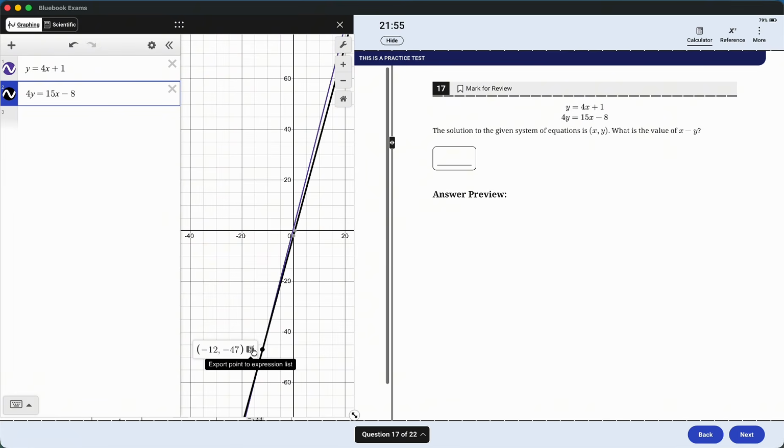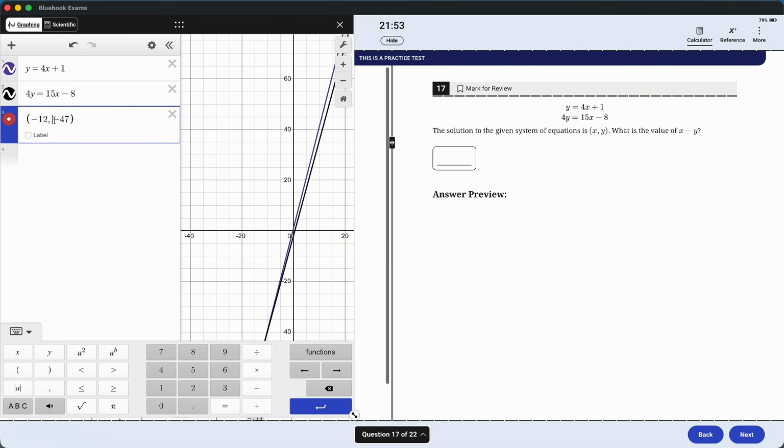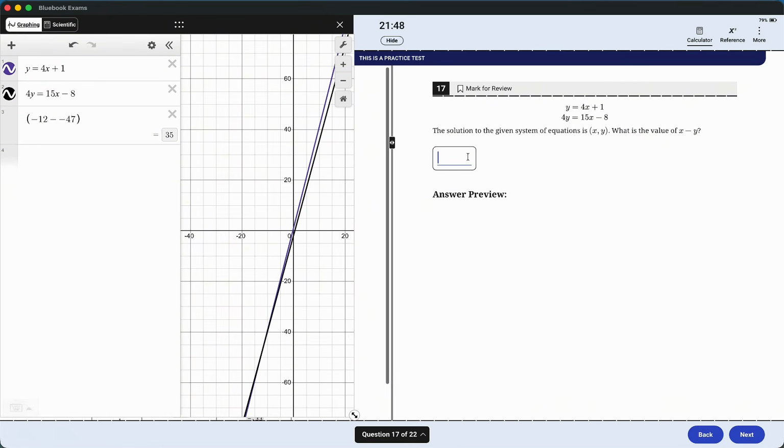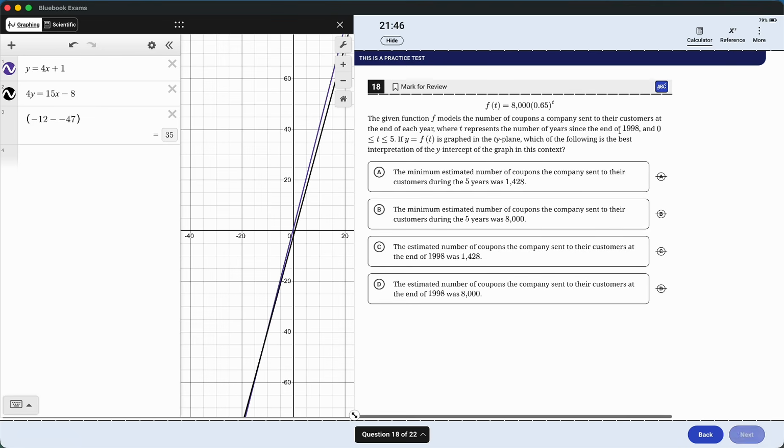So here's a little trick. You can click on this, and it'll put that point for you. And I can just do x minus the y, and we get 35. All right. Next one here.